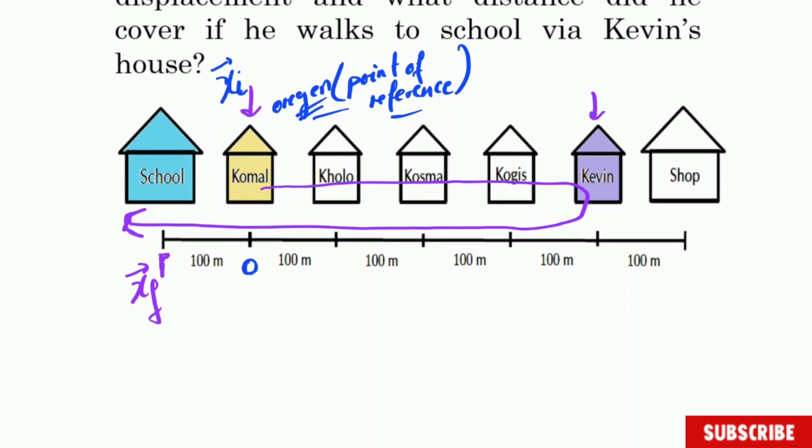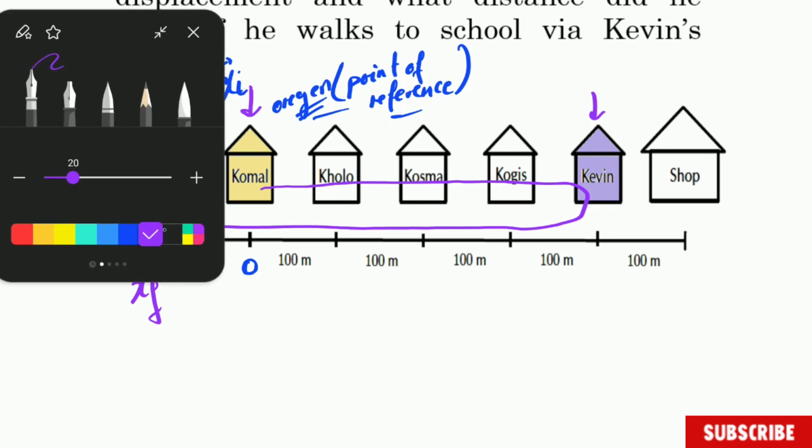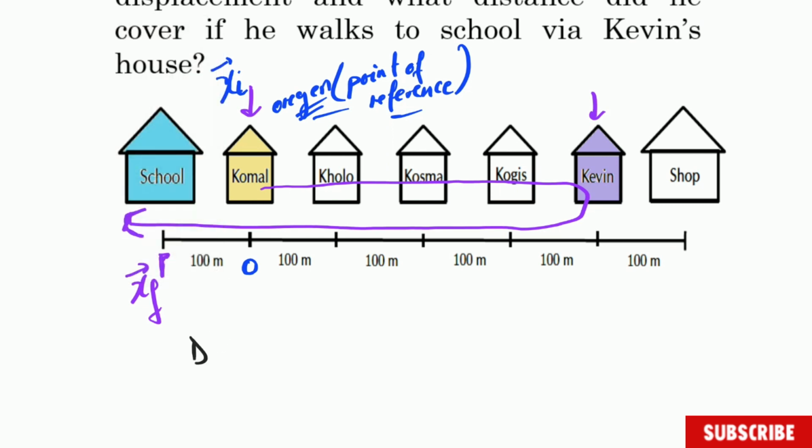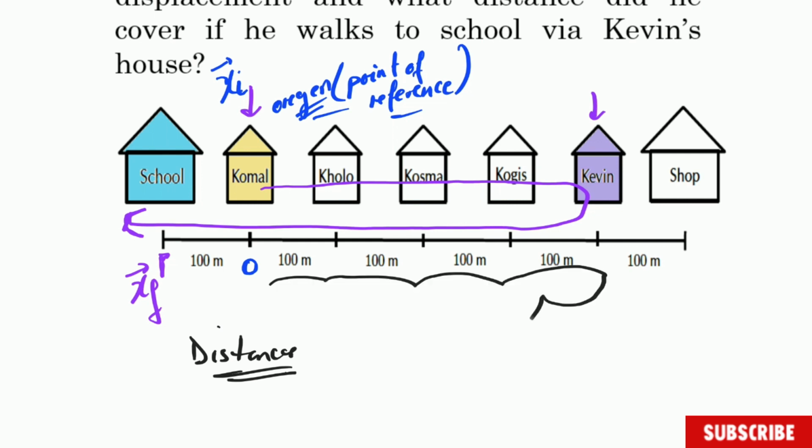So what is the total distance? Let me use another color. Let me perhaps do it with a black color. Okay, what is the distance? Remember, the distance is the path taken. So it's 100 plus 100 plus 100 plus 100, and then going back all the way, 100 plus 100 plus 100 plus 100 plus another 100. If you add that, you get that the distance is going to be 900 meters. Let's see. So it's 100, 200, 300, 400. Then 500, 600, 700, 800, 900 meters.